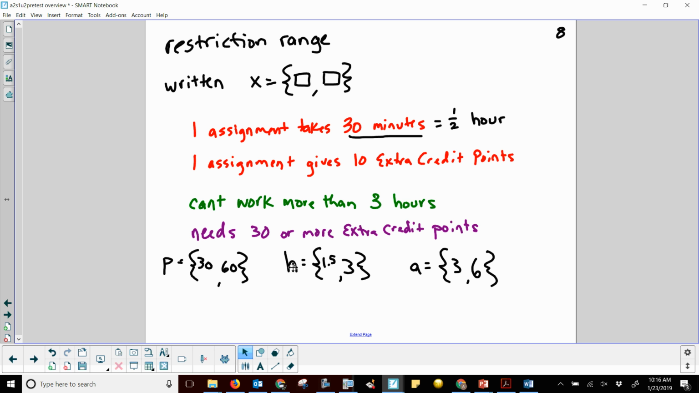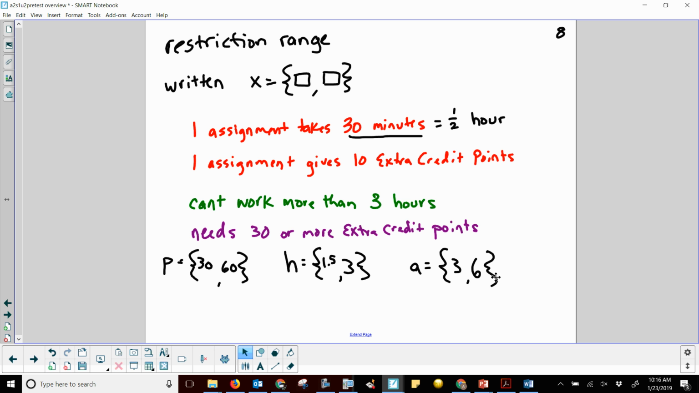I could also do it for the number of hours. Well, if I need 30, I could do 3 of these assignments, which is an hour and a half, but I can't work more than 3 hours. So I'd have to stop with 3 hours. So the 30 here is given, the 3 here is given.